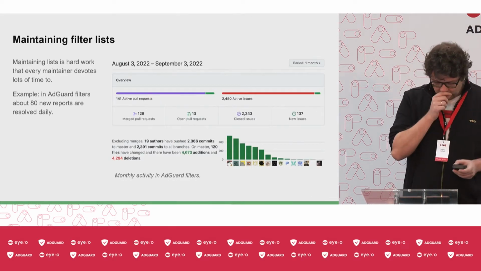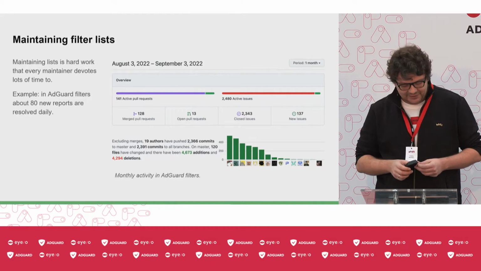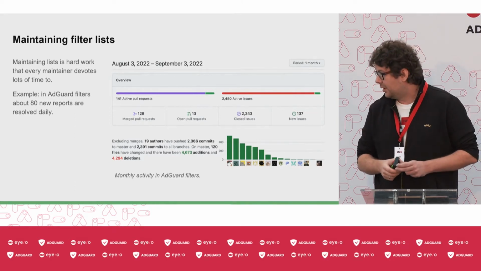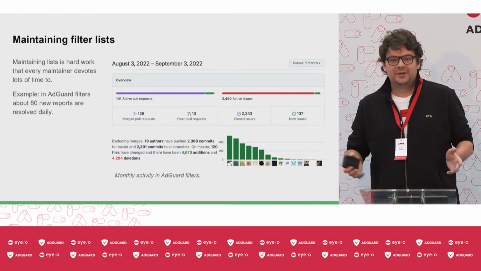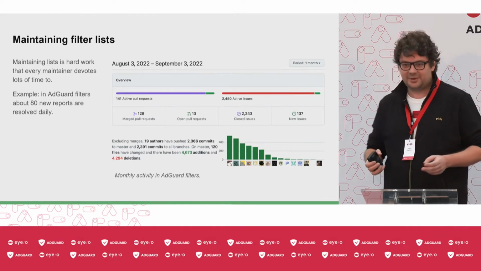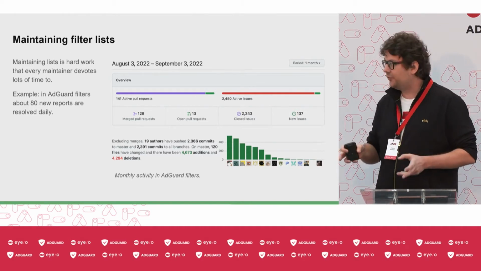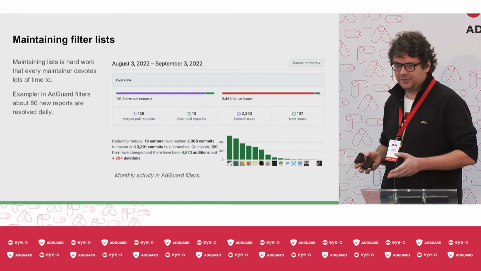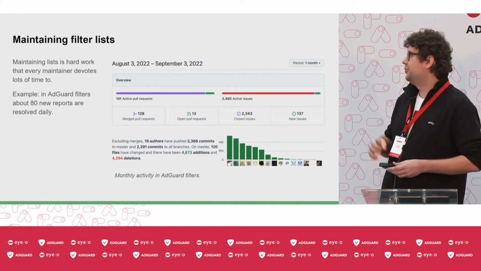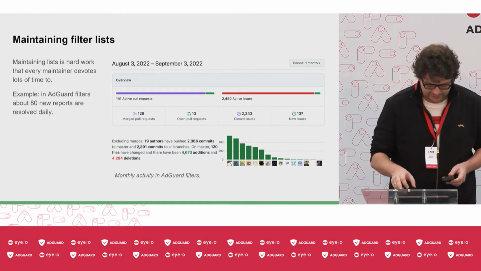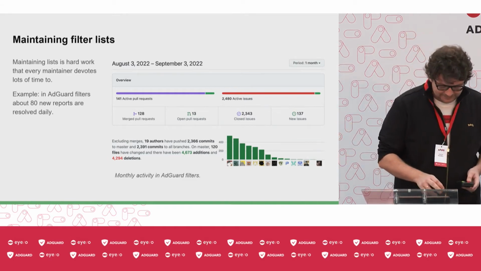One more thing about maintaining filter lists, which is also important to realize, is that it is actually very hard work. You can take a look at the slide and see that in AdGuard filters, one of the filter list powerhouses, there are about 18 new issues solved daily. And this is huge, actually. This is a lot of work. It is very important to then deliver this update to the users, because some of these issues might be critical, and it happens every day.